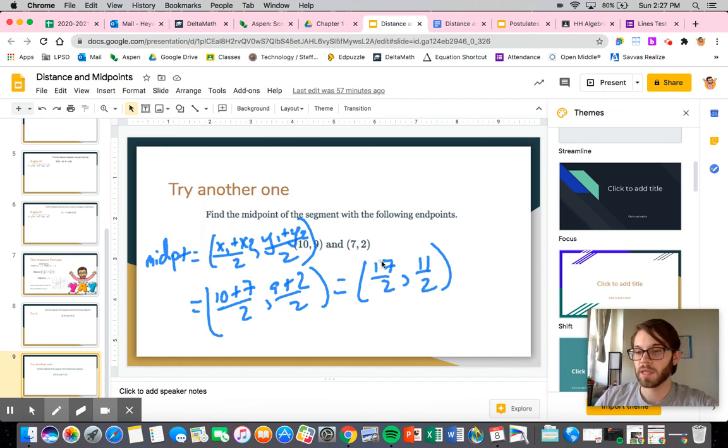We have 17 over 2 and 11 over 2, which would be equivalent to 8.5 and 5.5. So anyway, you can write them as decimals, but I think it's easier just to leave it like this, right? You got your answer, now you're done.